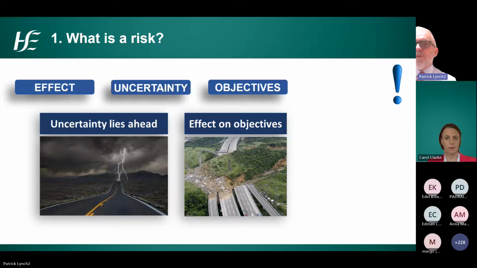So firstly, let's look at the 3 words the definition contains. One is effect, the second is uncertainty, and the third is objectives. So you'll hear during today's presentation that each of us will face and manage risk as we go about our daily lives. And these can be the risks we face in our homes or risks we face outside of our homes. So every morning, it's my objective to get to work on time, and I've a plan for doing so. I leave on time, I have my route decided.